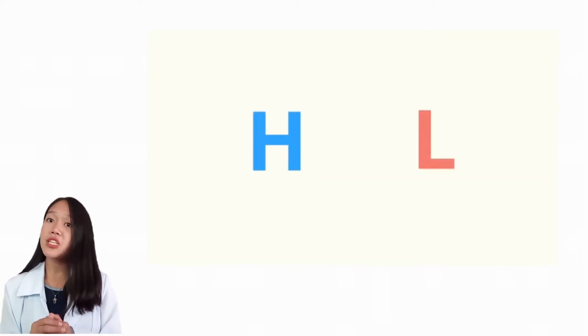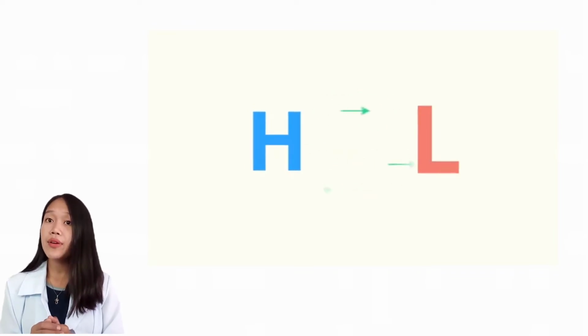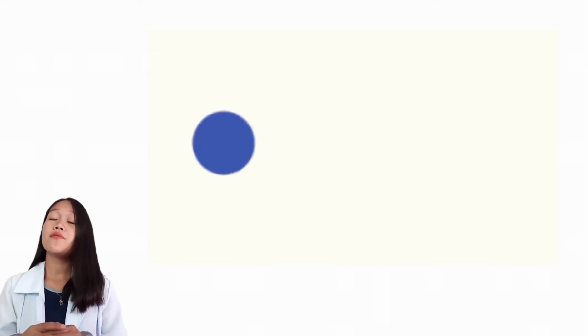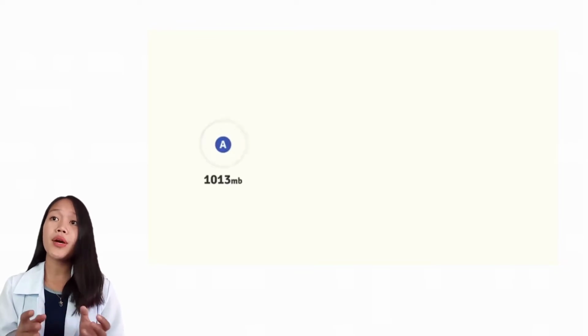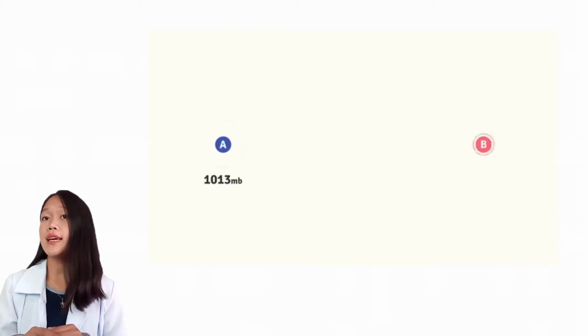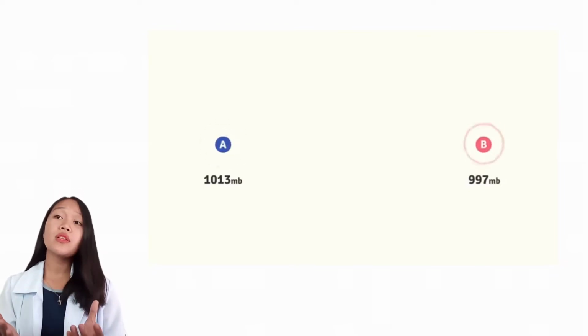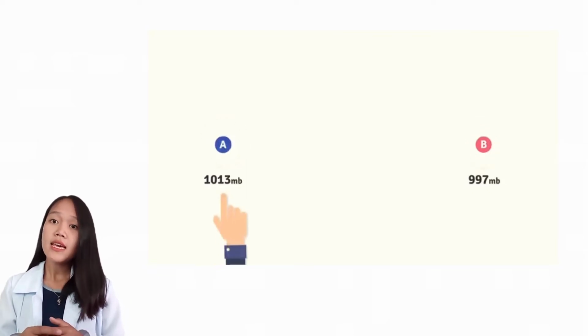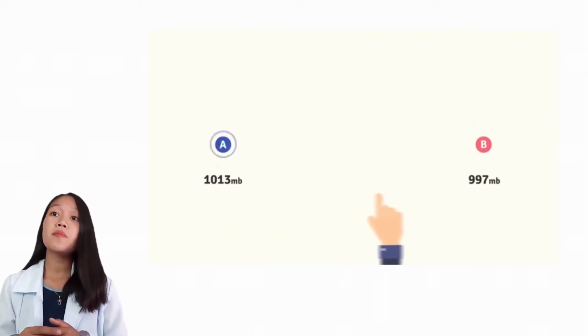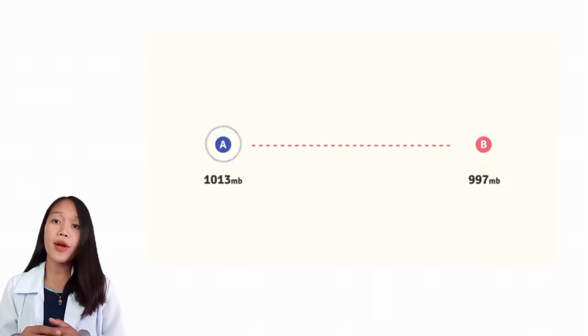To further understand how the pressure gradient force really works, we need to know that PGF naturally flows from areas of higher pressure to areas of lower pressure. To illustrate this, let us suppose that point A has a pressure of 1013 millibars and point B has a pressure of 997 millibars. Because the pressures are different, air will naturally flow from point A, the area of higher pressure, to point B, the area of lower pressure.